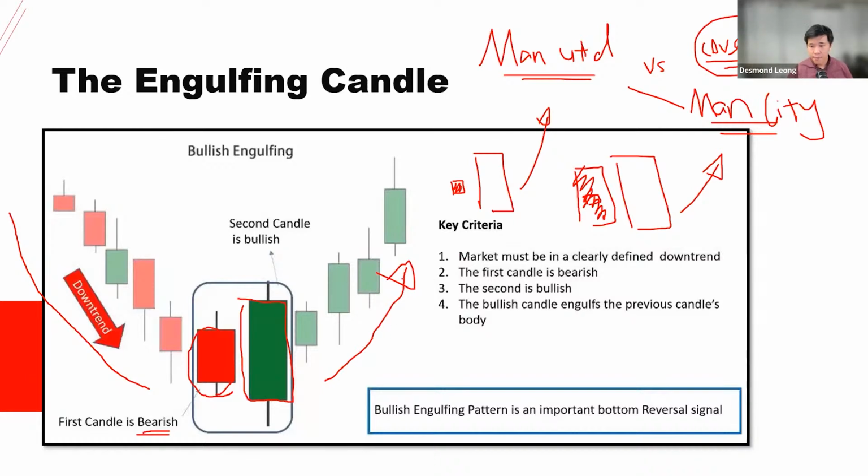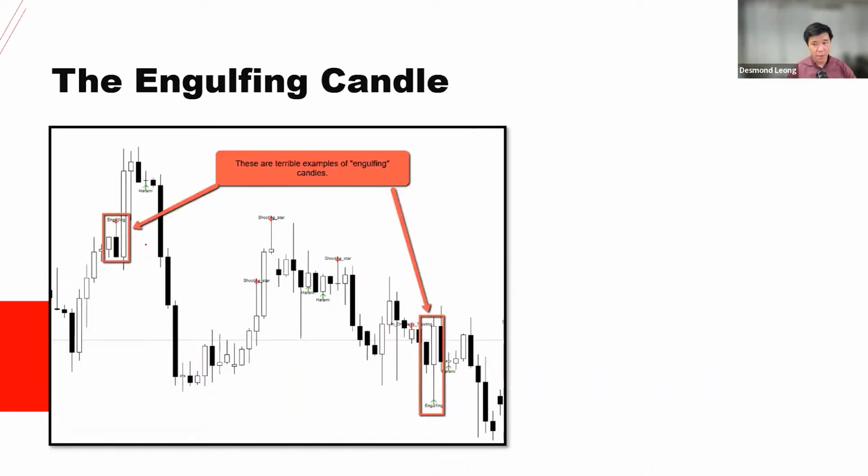Okay. Another thing, this is an example of terrible examples of engulfing candles. This indicator showed that this was an engulfing candle. But the problem with this engulfing candle is that the majority of your candle should be the body, like this part. This is the body. You should have very little of the wicks at the top and the bottom.